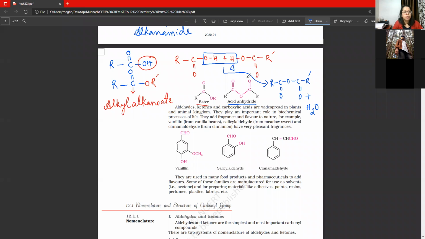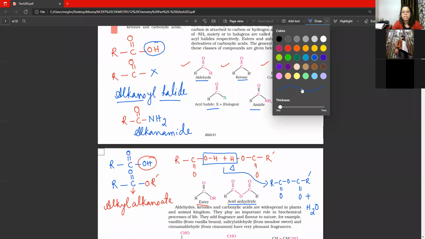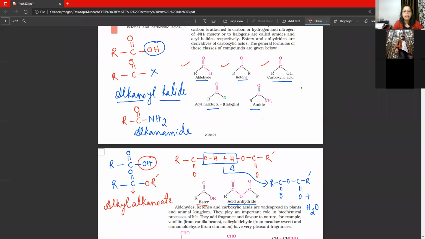Okay. So again, I'm repeating this part. The main things are aldehydes, ketones, and carboxylic acid. From carboxylic acid, when it reacts with halo acid, we get acyl halide. This is the common name. The IUPAC name is alkanoyl halide. If carboxylic acid reacts with ammonia gas, then we get amide. The IUPAC name is alkane amide.